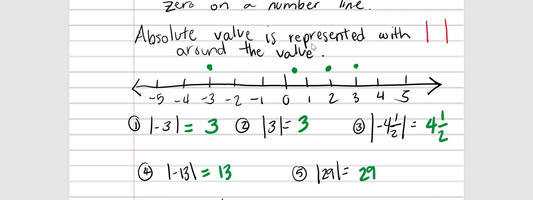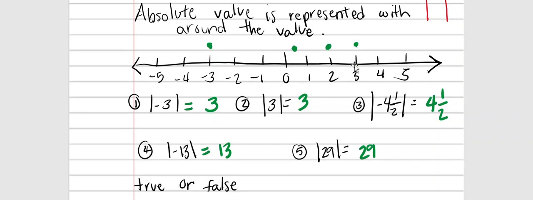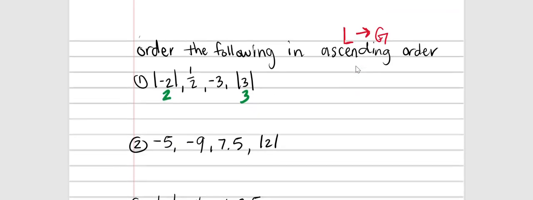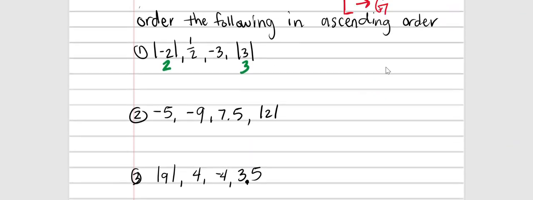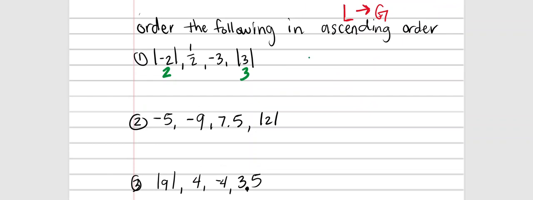If you're going from least to greatest, you start with the dot that is further left on the number line. So my first value for my answer should be -3. From there, it'd be 1/2, then the absolute value of -2, and then the absolute value of 3. So let's write that down.